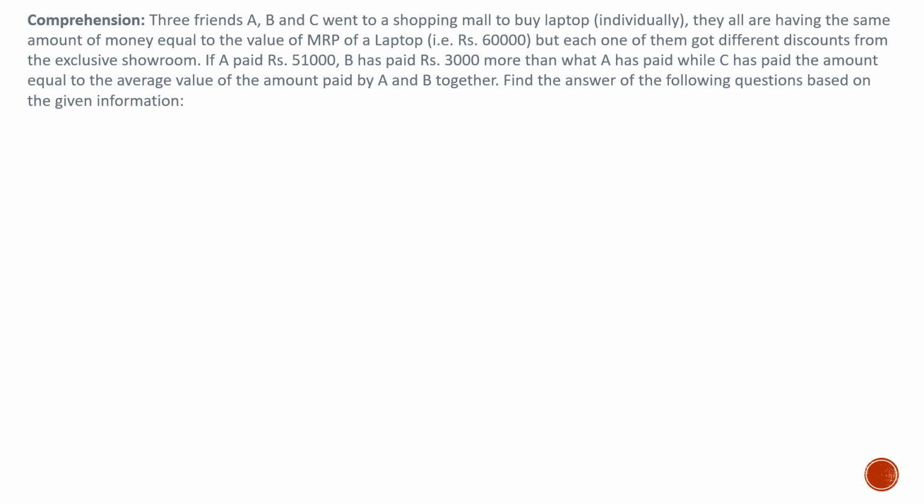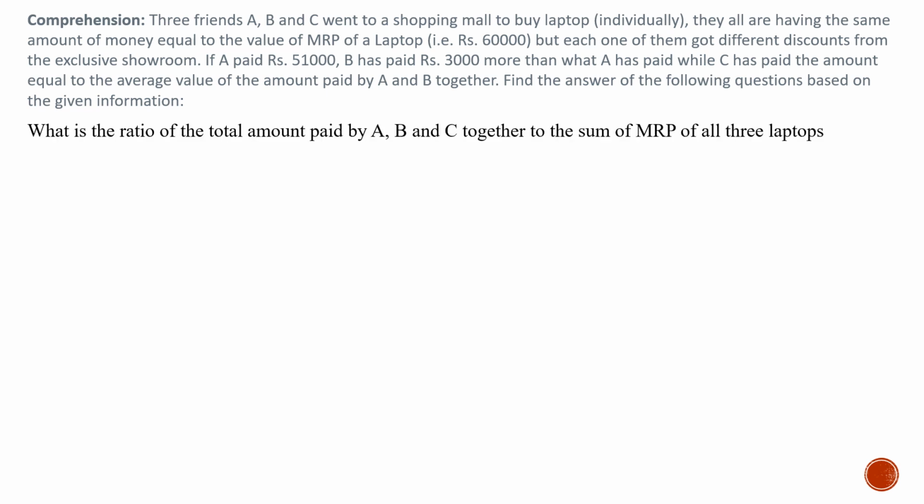But each one of them got a discount from the exclusive showrooms. A paid rupees 51,000 and B paid 3,000 more than A, and C has paid the amount which is equal to the average value of A and B together. Find the answers for the following question based on this given information.